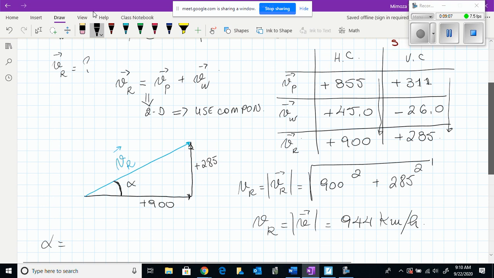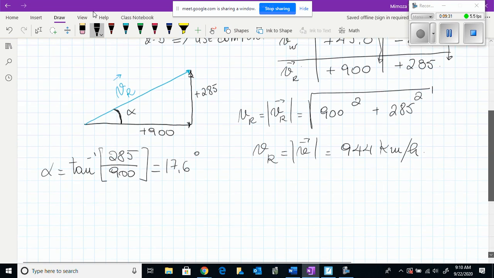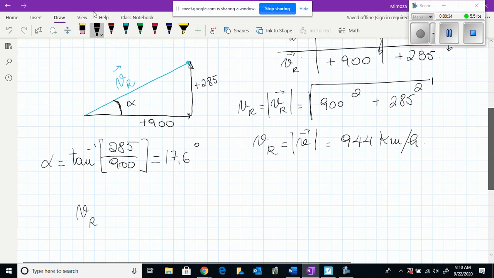So angle alpha will be inverse tangent of 285 over 900. And again, make sure that the mode of your calculator is on degrees, because this is the most common mistake, and it is 17.6 degrees. So that means that the observer sees the plane as moving with a velocity of 944 kilometers per hour at 17.6 degrees north of east.